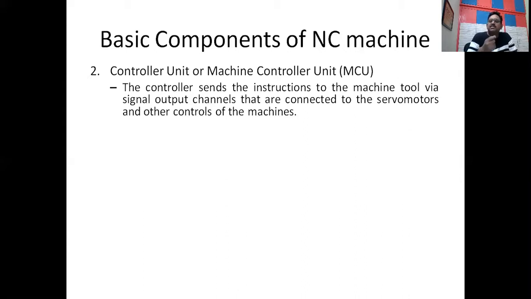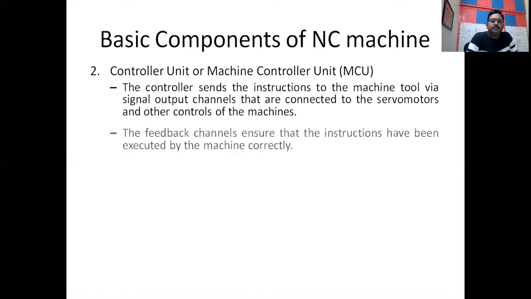How are these channels given? These channels are given in the form of servo motors. Therefore, if the instruction is given, feed rate is 0.2 mm, the servo motor will give a feed rate of only 0.2, so the tool is moved 0.2. Or the spindle speed 1500 RPM: once the instruction is given, the servo motor will make the spindle rotate at a speed of 1500 RPM. Like that, all other controls will be done. So the controller sends the instruction to the machine tool via signal output channels that are connected to the servo motor.